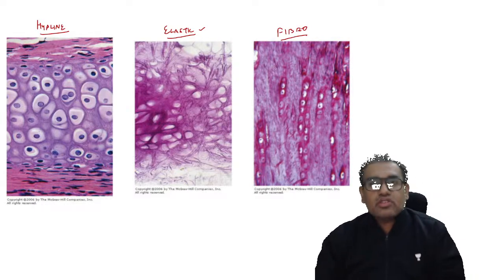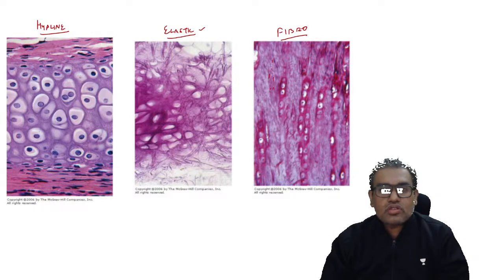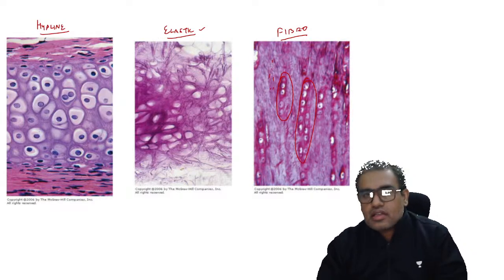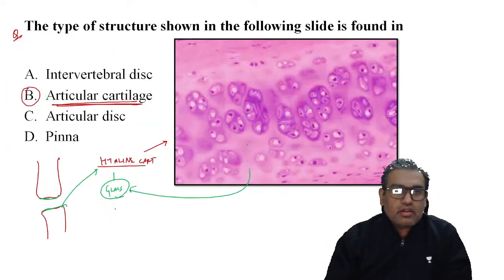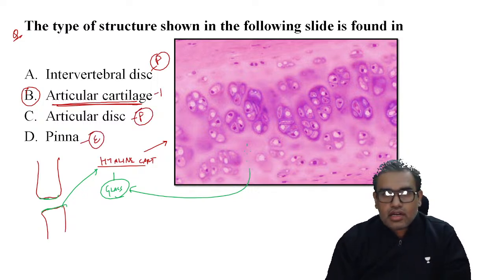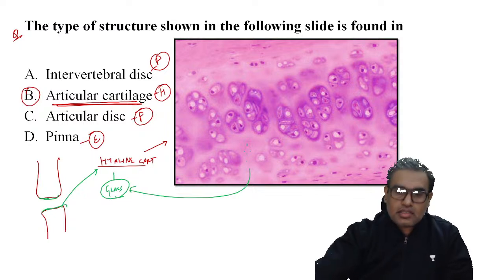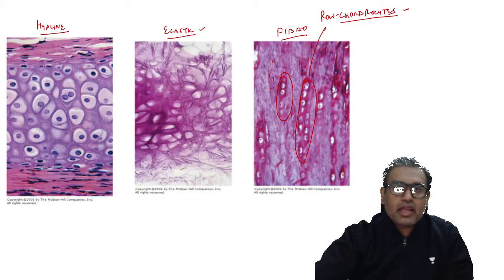Why? Because the fibers over here are so thick, collagen fibers are so thick that the chondrocytes appear in rows. They form a row of chondrocytes. And that is the feature of fibrocartilage. If you look at the other options: intervertebral disc, fibrocartilage; articular disc, fibrocartilage; pinna, elastic; articular cartilage, hyaline cartilage. Answer therefore became B. Right?